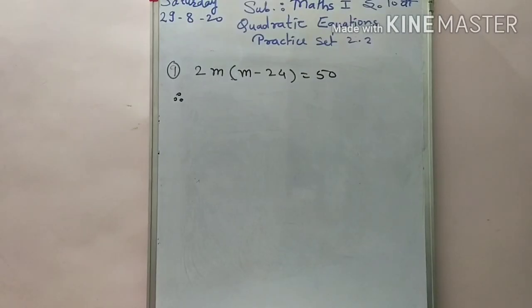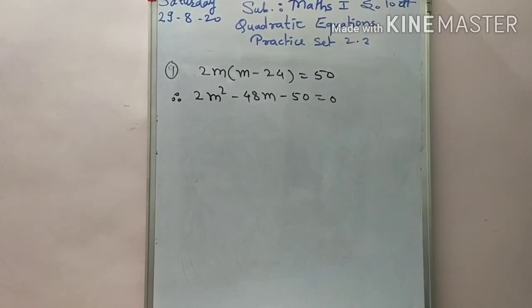Okay, now in 9th example, the equation is 2m into bracket m minus 24 equal to 50. So first we open this bracket, and write the given equation in quadratic form. So the equation is 2m square minus 48m minus 50 equal to 0. That 50 we also take to the left side.